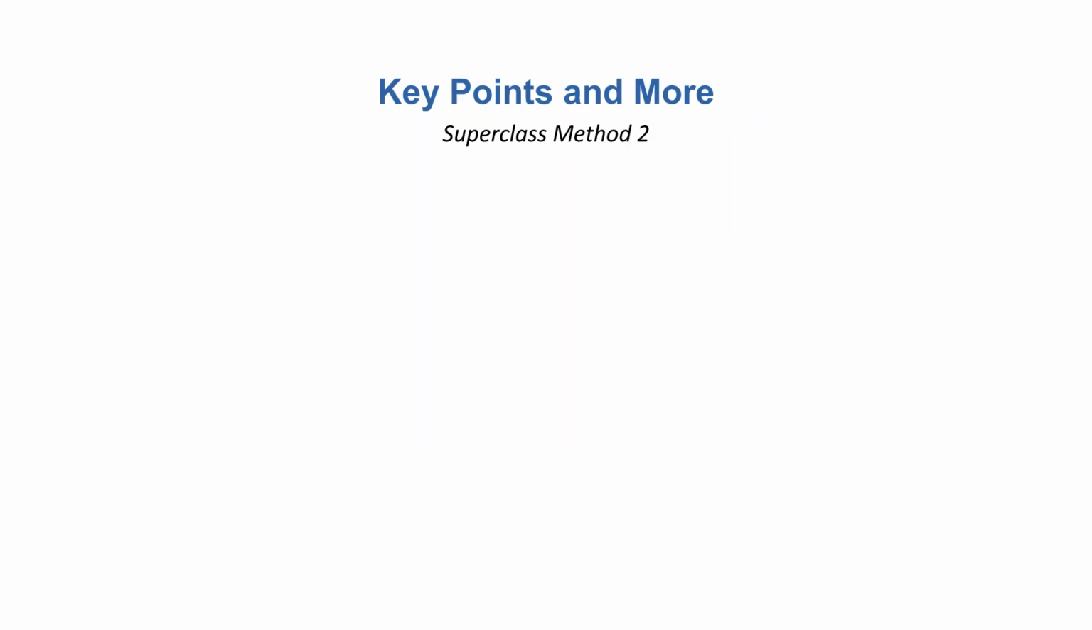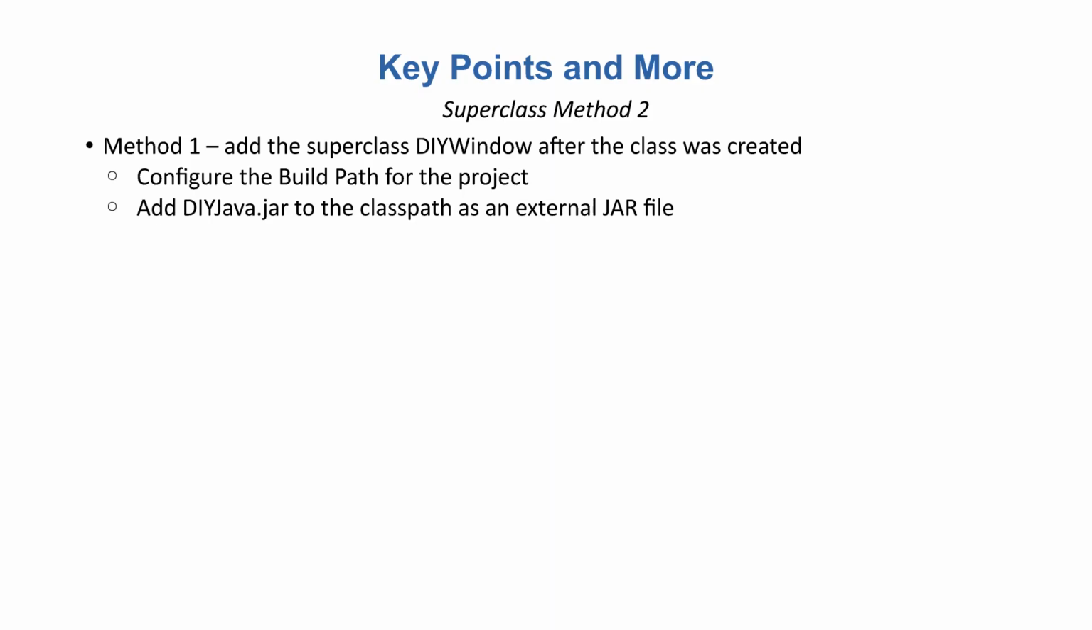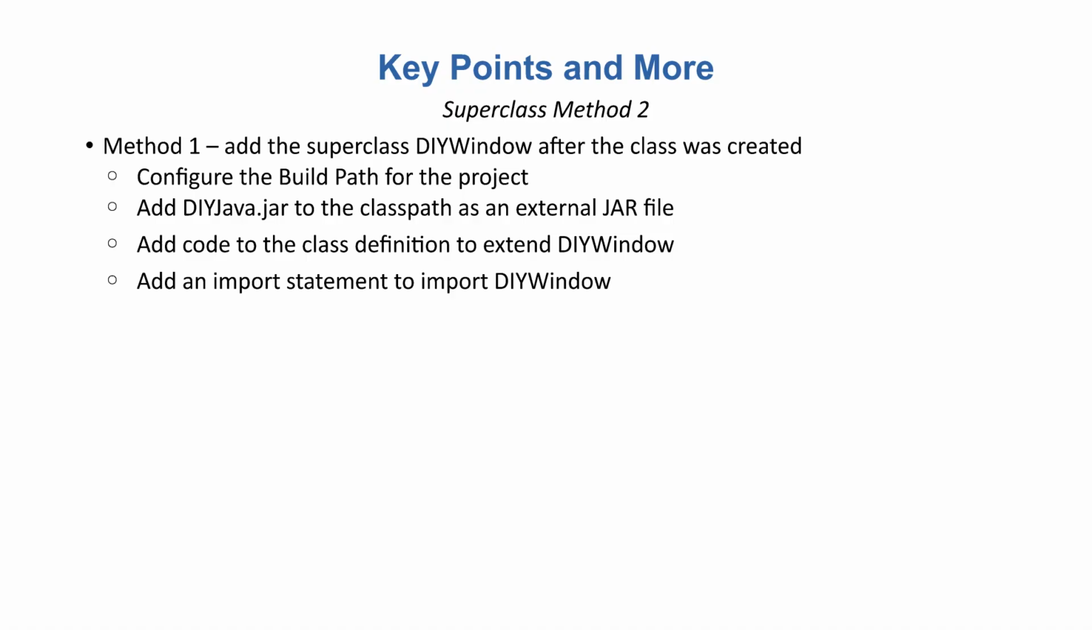Key points and more. Superclass Method 2. For project TG1.1, we created the class first, then added the superclass later. We had to configure the build path for the already existing project by adding the DIY Java jar file to the class path as an external jar file. Next, we had to type in the code for our class to extend the DIYWindow class.